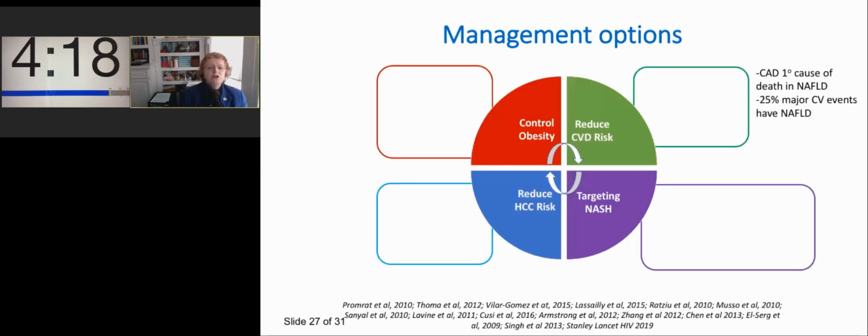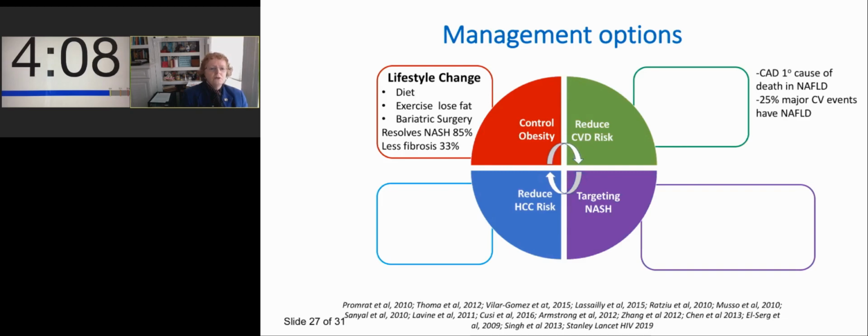So how do we manage patients? First, lifestyle changes, diet and exercise. Losing fat improves steatosis, losing weight improves steatosis, improves inflammation, and even improves fibrosis. Bariatric surgery in the non-HIV has resolved NASH in about 85%, and fibrosis has decreased in 1/3.